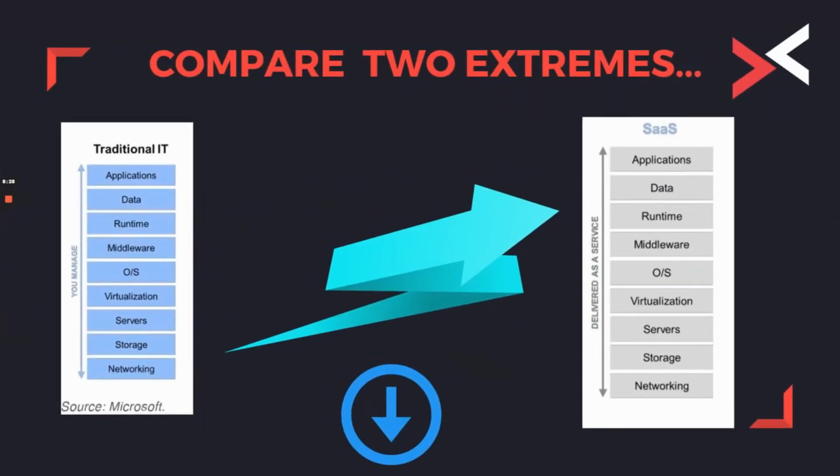So let's compare the two extremes. A data center that you are 100% responsible for and have full control over, versus a SaaS, software as a service, where you have no control, but you're just enjoying whatever you need to do, like eating out pizza.